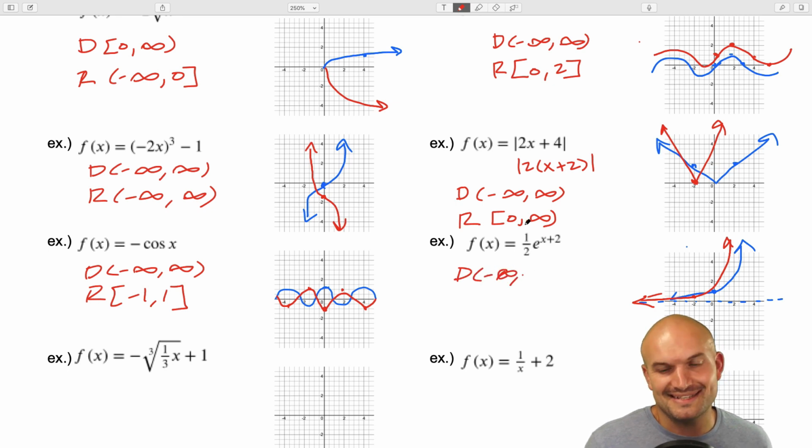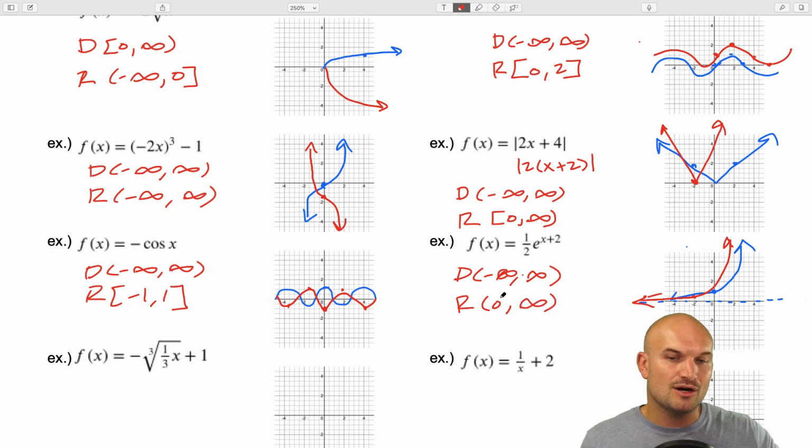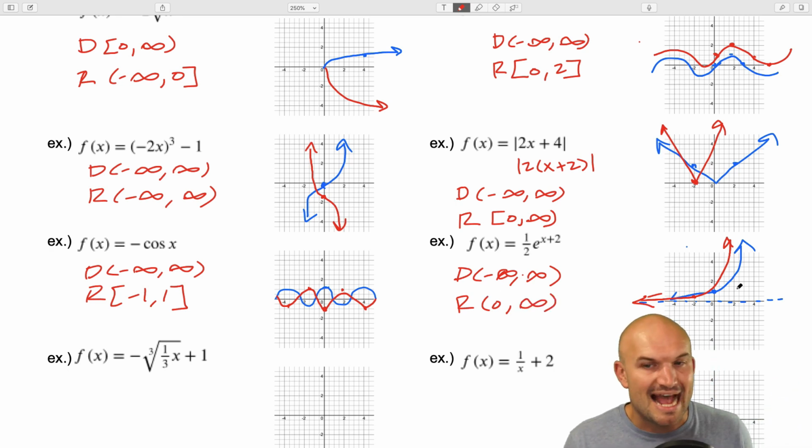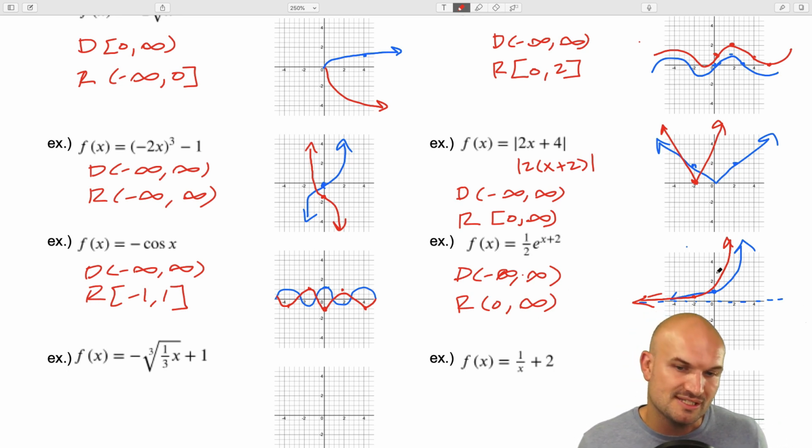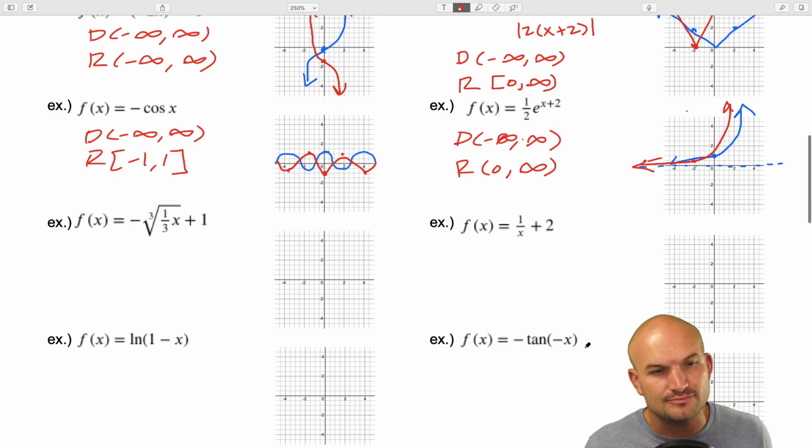Or it's not that the domain doesn't matter, but it becomes unchanged. It's still negative infinity to infinity. And the range is still going to be from 0 to infinity. Now, I put 0 as a parenthesis because it's at an asymptote, so it's not going to be defined for this function because the function is always approaching.